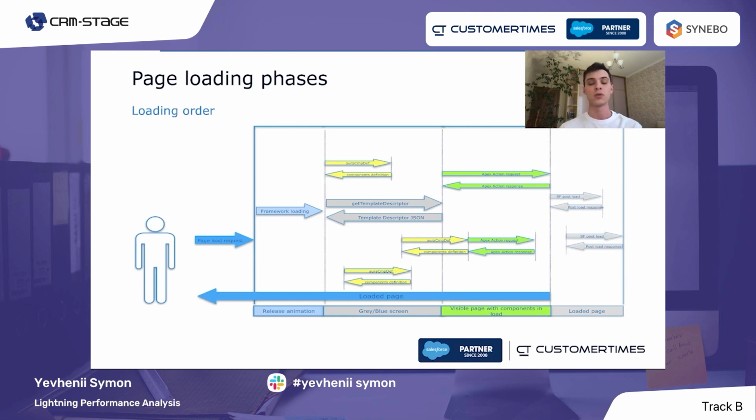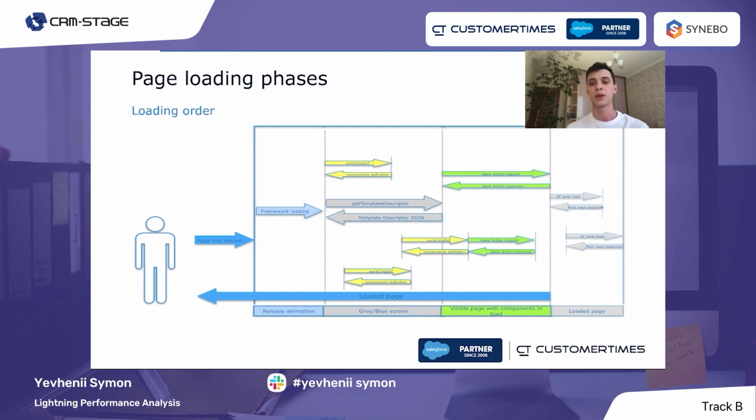Also, we found out that a user sees the gray or blue screen for a longer period of time on his very first loads of the system. So at the start of the day, or if he hasn't used the system for a few hours. So it means that org warm-up scripts can be pretty useful to decrease the influence of the getTemplateDescriptor call on our page performance.